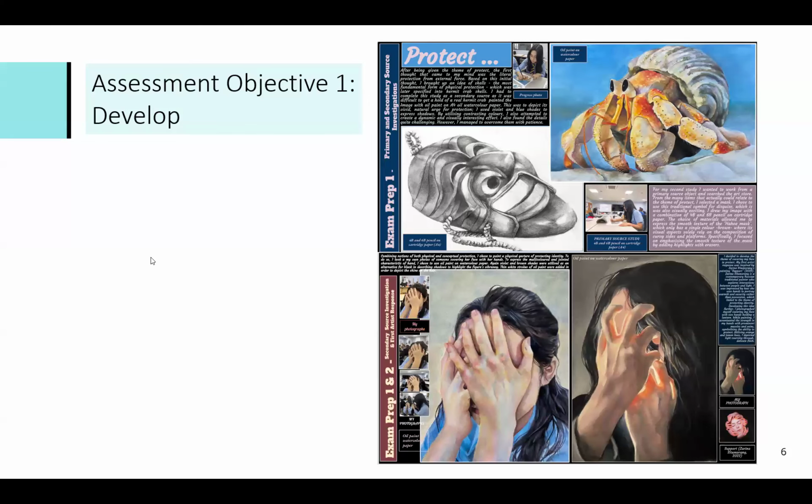Assessment Objective 1, Developing an Idea. This is a Component 2 fine art submission on the theme of Protect and is presented on 4 A2 sheets. As most of you will know, this was last year's ESA title.